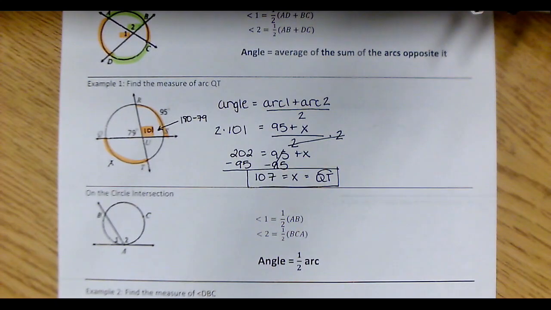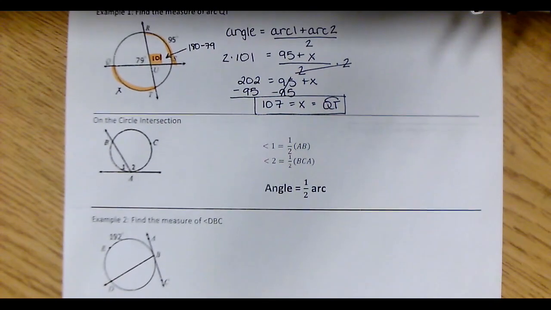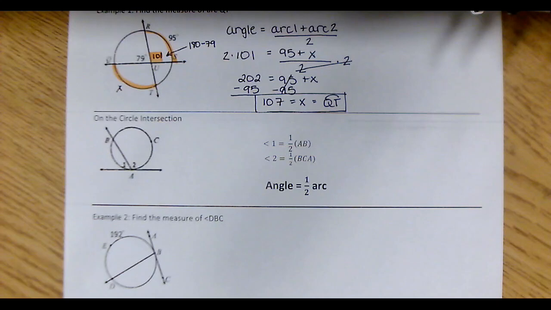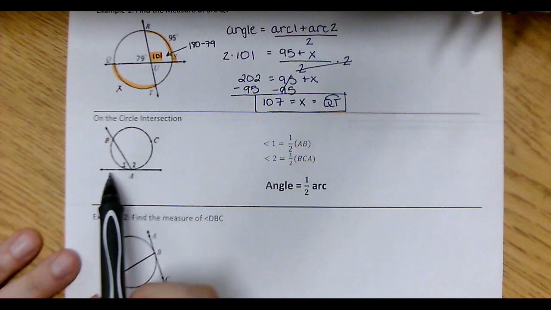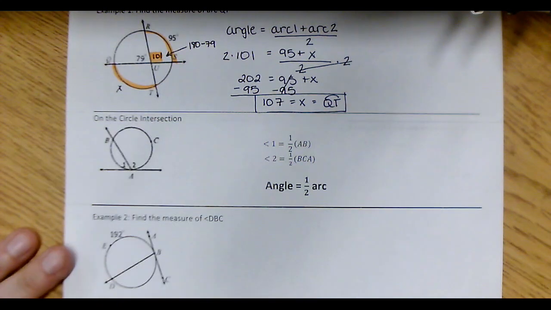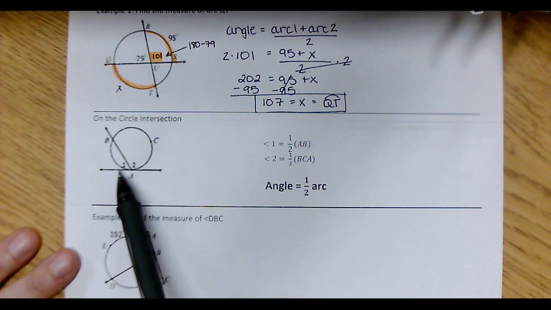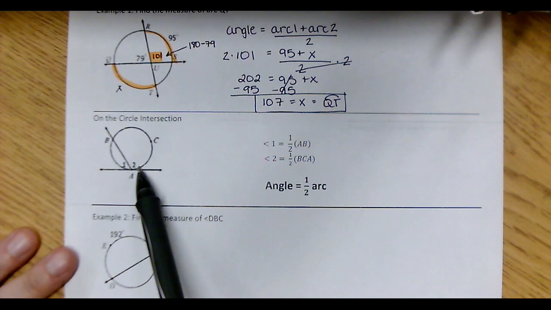Okay, so you need the arcs that are opposite the angle, and then find basically the average to use that formula. Let's look at another type of intersection. So here we have a tangent line and a secant line. Our tangent line is this one on the bottom, the secant line is the one kind of going through the left. And we can see that this is cutting our circle into two different sections, right? There's section 1 and section 2.